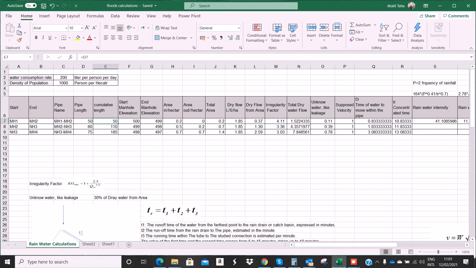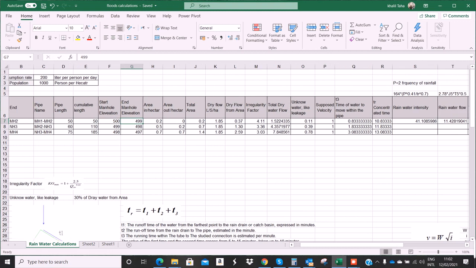Accumulative, as I explained before, each area will discharge or drain the water to the next area. So we need the total length of the pipe. No, we need, of course, the elevation. In the sewage system, you cannot work without the elevation because the system works by gravity. So the slope or the elevation is very important. The start elevation, the elevation for the first manhole, I suppose it is 500. Manhole 2 elevation is 499.